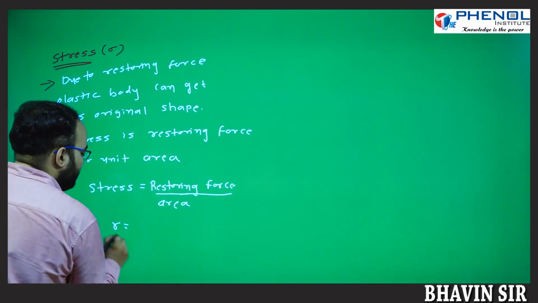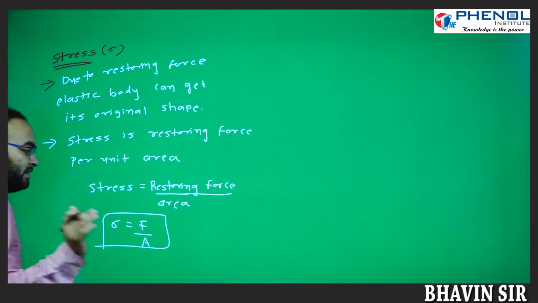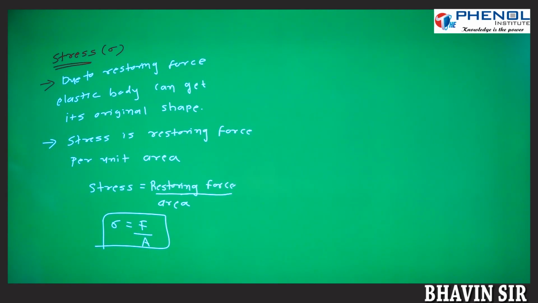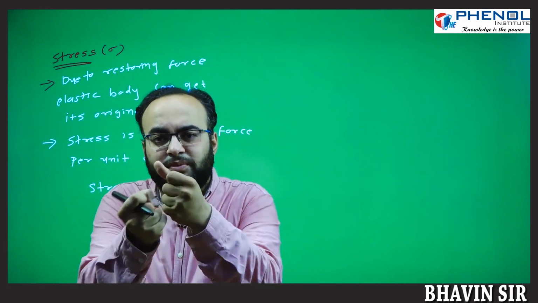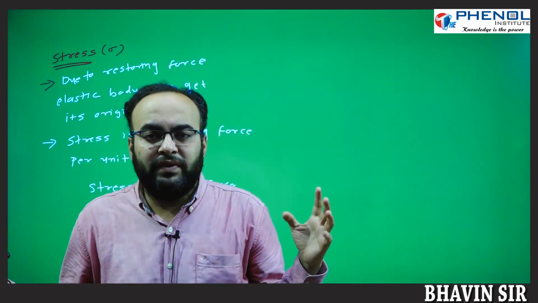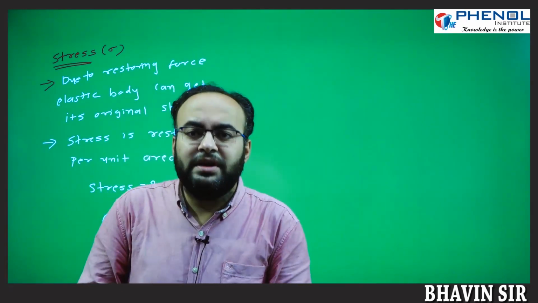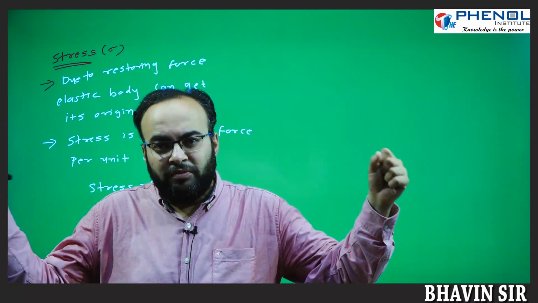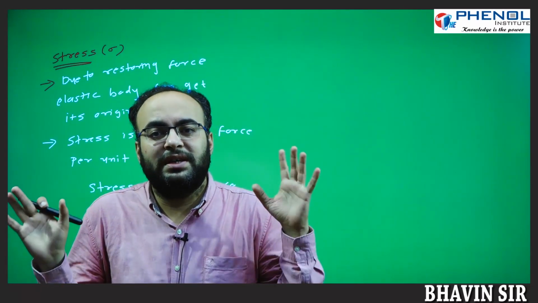So what is the symbol of stress? Sigma. Stress means restoring force per unit area, F by A. It means students, when we increase the strain, when we apply the deforming force, then restoring force is also increased. When the deforming force is removed, the substance can get its original shape, but stress is increased only up to a certain limit.